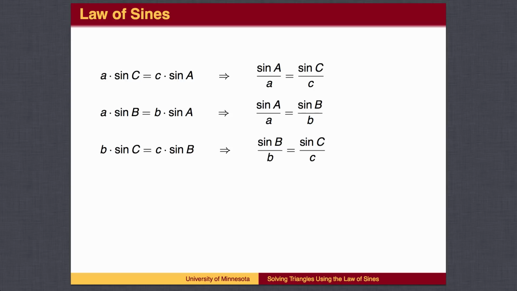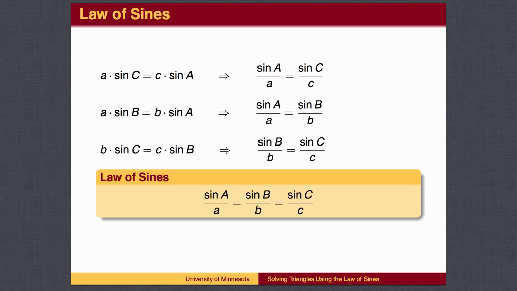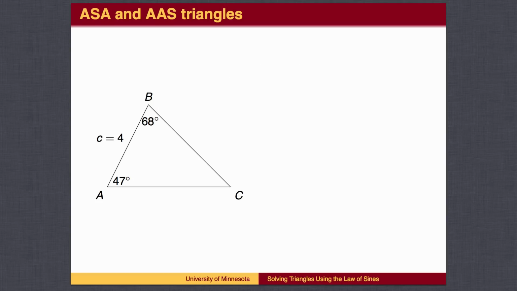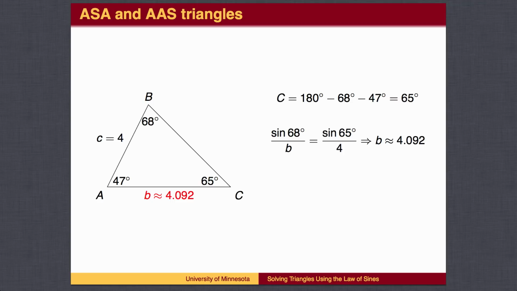Repeating this procedure using the other two pairs of angles yields three equations, which are often combined into one line. If we are given the length of one side and the measure of two angles of a triangle, any triangle, not just a right triangle, we can find the missing parts. First, we can find the missing angle since the angles of a triangle add to 180 degrees. We can then use the law of sines to find the missing sides.